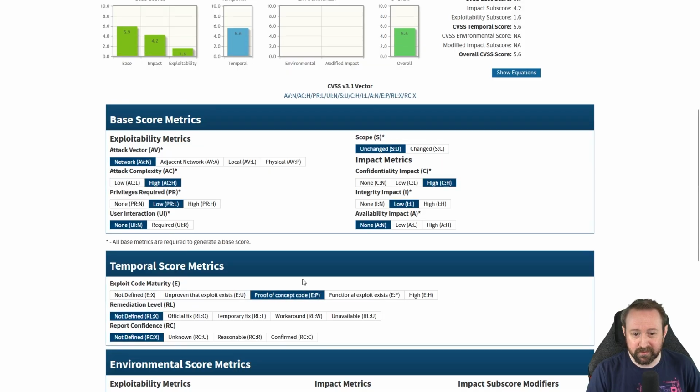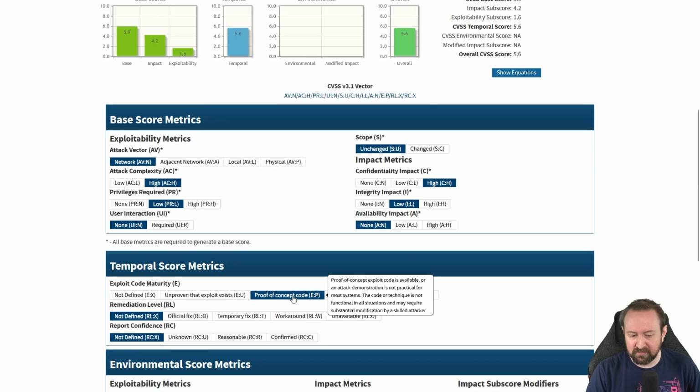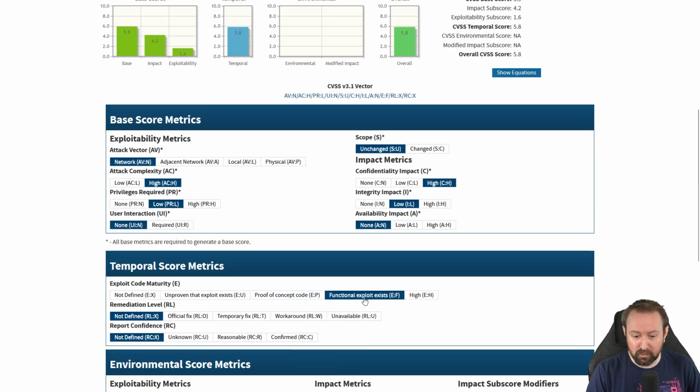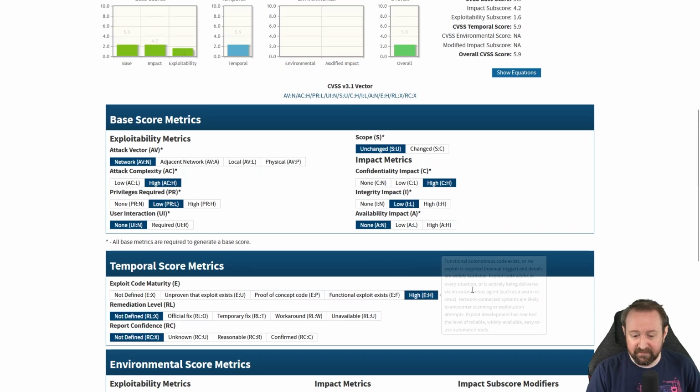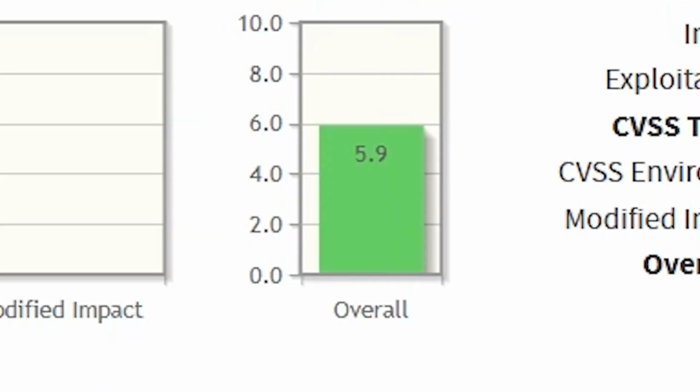So proof of concept code, if it exists, is going to reduce the severity a bit, just because it is only proof of concept. It means that it's not necessarily something you can use to exploit the vulnerability. However, if there's a functional exploit, that increases it from 5.6 to 5.8. If there's completely autonomous exploit code, that will take it back to 5.9 again.